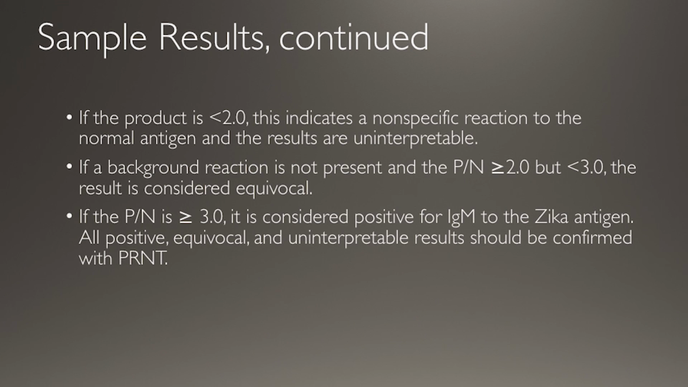If the product is less than 2.0, this indicates a nonspecific reaction to the normal antigen, and the results are uninterpretable. If a background reaction is not present, and the P/N is equal to or greater than 2.0 but less than 3.0, the result is considered equivocal. If the P/N is 3.0 or greater, it is considered positive for IgM to the Zika antigen. All positive, equivocal, and uninterpretable results should be confirmed with PRNT.